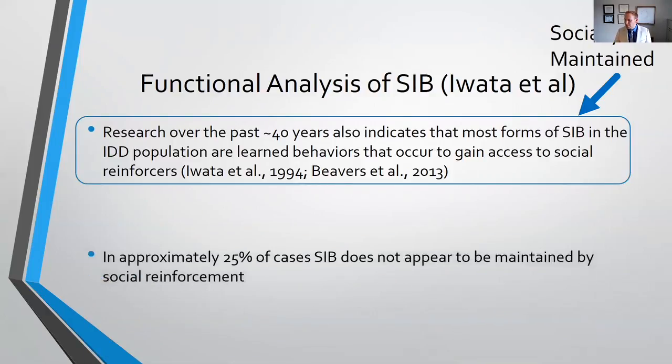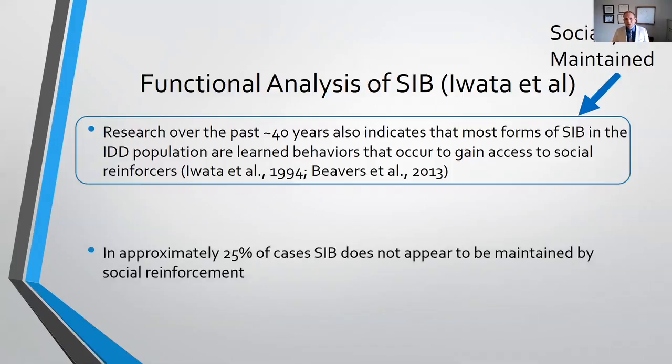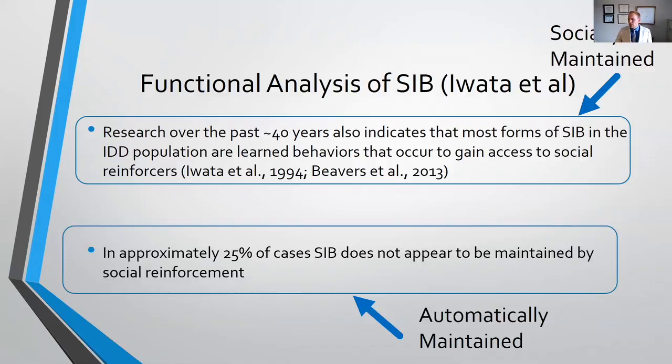In contrast to socially maintained SIB, in approximately 25% of cases, SIB appears not to be maintained by a social reinforcer. That is, SIB occurs when the individual is alone, only when the individual is alone and there's nobody around. Or SIB occurs across contexts indiscriminately of what's going on in the environment around the individual.